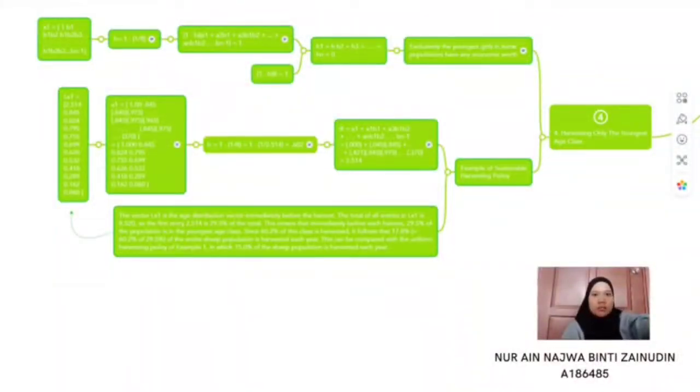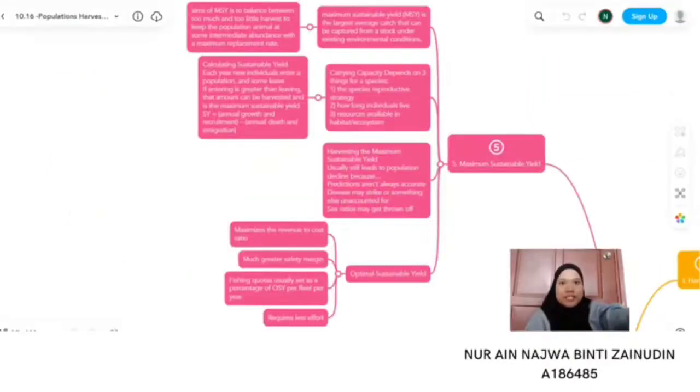Harvesting only the youngest age class. Exclusively the youngest females in some populations have any economic worth. The harvester aims to only take the females from the youngest age class. These are the equations, where R is the net reproduction rate of the population. This equation shows that a sustainable harvesting policy is possible only if R is more than 1. These are the examples of the sustainable harvesting policy.